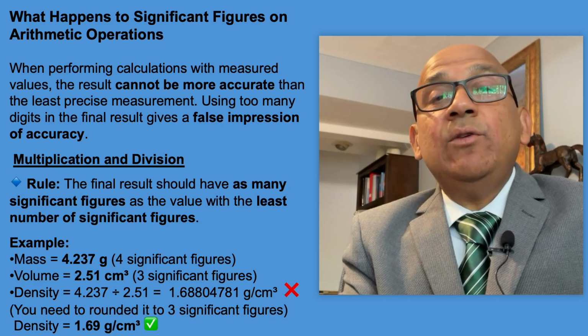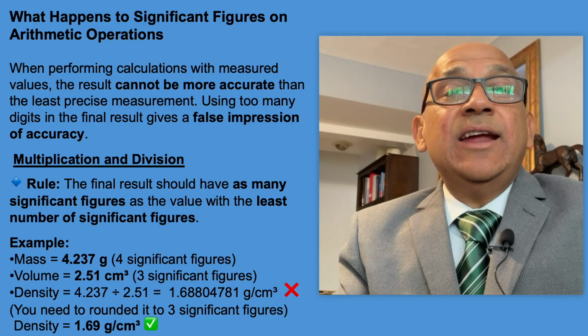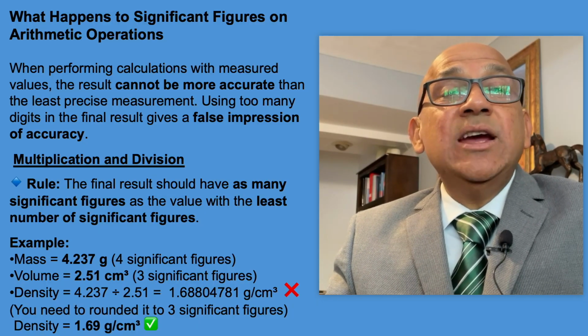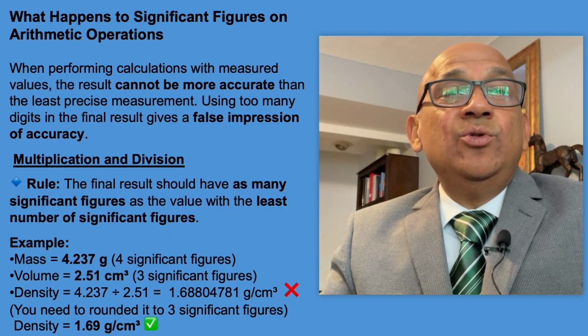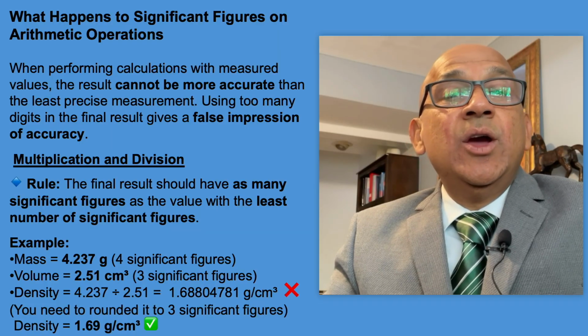When you are doing certain calculations using your calculator, you may end up with lots of digits, and that may give an impression that your measurement is that accurate. So that should not be done. So now let us look into the arithmetic operations of multiplication and division.